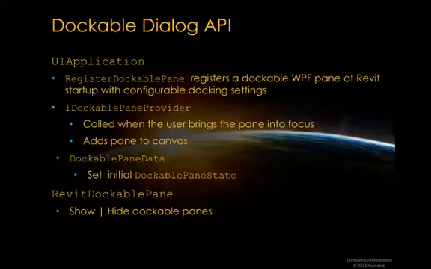Another area that developers have been asking for frequently is the possibility to dock their dialogs within the Revit main window. That is now provided by a Dockable Dialog API. So you can register a dockable WPF pane on Revit startup, and you can implement an IDockablePaneProvider, which will be called when the user brings that pane into focus. Basically, your dockable dialog will behave like a modeless dialog, but Revit will know about it and automatically switch it in and out of focus as required.